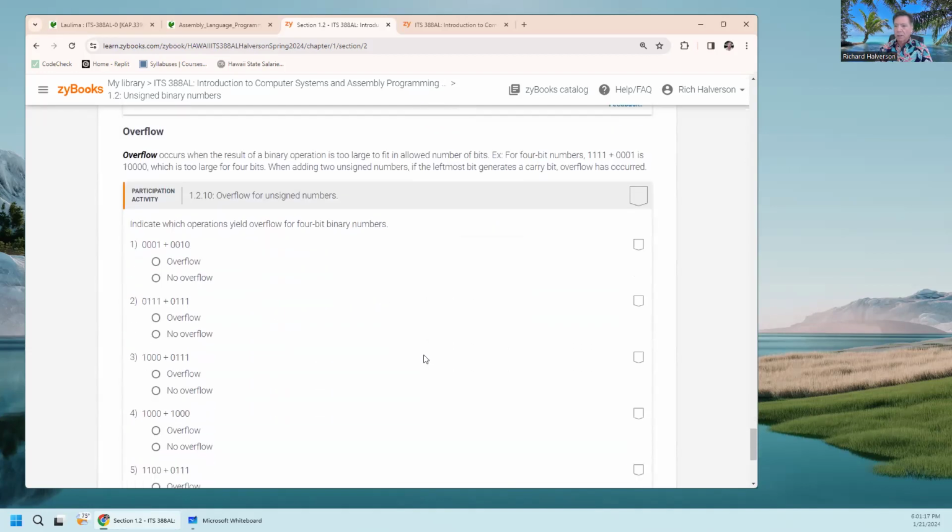Yes. Okay, anyway, here we explain overflow. When things get carried into the next bit, when things get carried into the fifth bit, then that's an overflow.